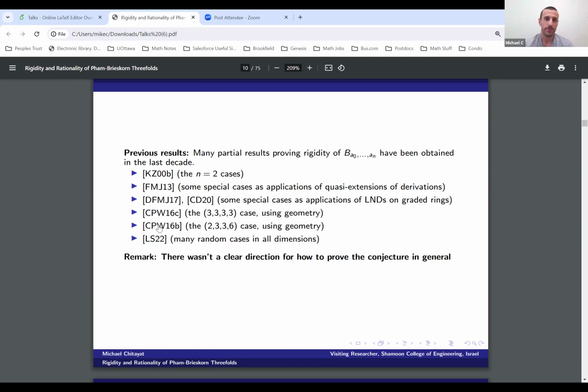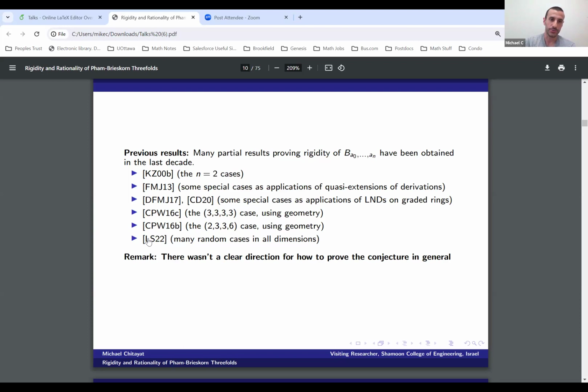These two papers are geometric papers by Cheltsov, Park, and Wan, and they are able to prove the 3333 case and the 2336 case, among others. And they use different techniques from what the algebraists use. Basically, they study anti-canonical polar cylinders in Del Pezzo surfaces, and they use a result of Kishimoto, Prokhorov, and Zeidenberg that compares anti-canonical polar cylinders with locally nilpotent derivations on affine cones. And it follows that these two cases are rigid.